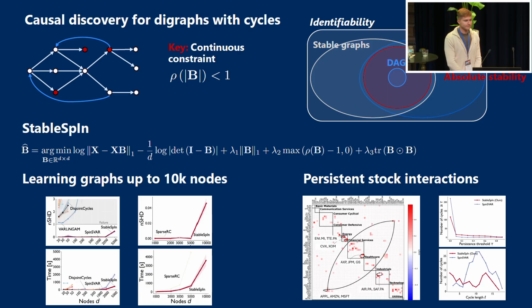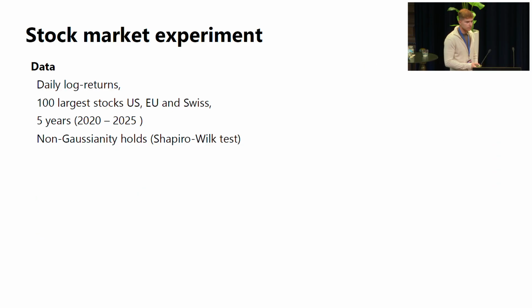Thanks a lot for the nice presentation. I have a question about the identifiability result. Last year at ICLR, there was a paper characterizing the equivalence class for linear models with non-Gaussian noises and cycles. So I'm wondering how that is connected to your identifiability result, because to me, you're not comparing with that result here.